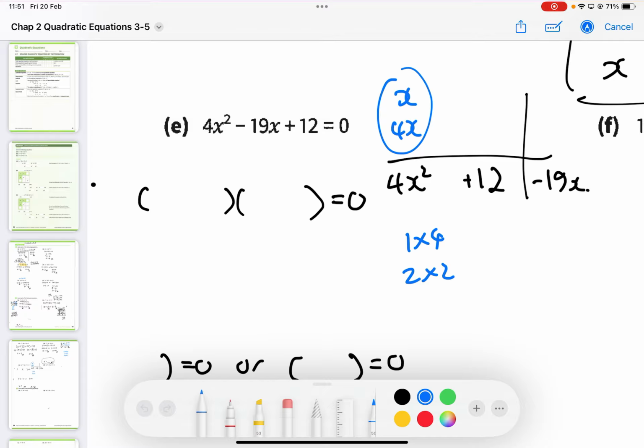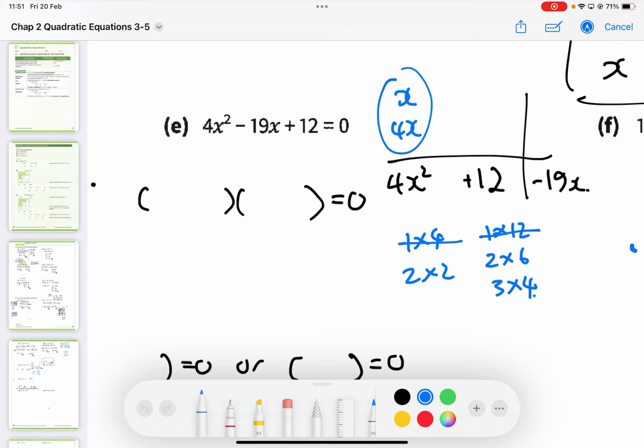Okay? Then I look at 12. 12 can be 1 times 12. 12 can be 2 times 6. 12 can be 3 times 4. Okay? 1 times 12. Then I start to think, if 12 times 4, 48, too big already. 12 times 1, 12, and then 1 times 4, 16. The most is 16, also cannot get. So 1 times 12, not possible.